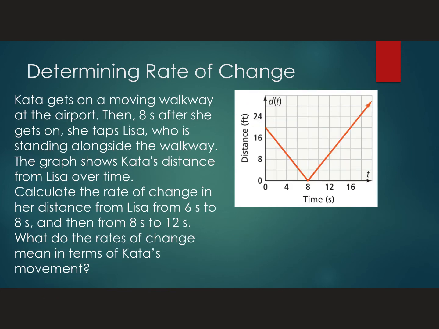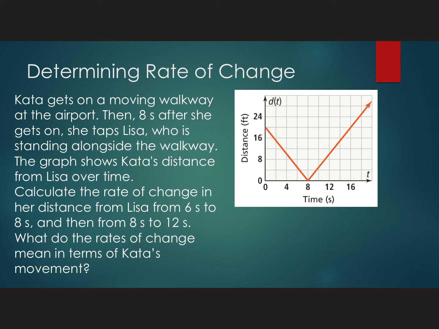Okay, so Kata, look at this one. Kata gets on a moving walkway at the airport. Then, 8 seconds after she gets on, she taps Lisa, who is standing alongside the walkway. The graph shows Kata's distance from Lisa over time. So we're going to calculate the rate of change in her distance from Lisa from 6 seconds to 8 seconds, and then from 8 seconds to 12 seconds. And then what do the rates of change mean in terms of Kata's movement?